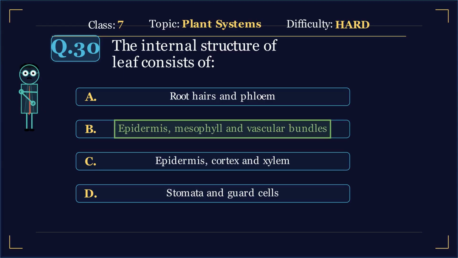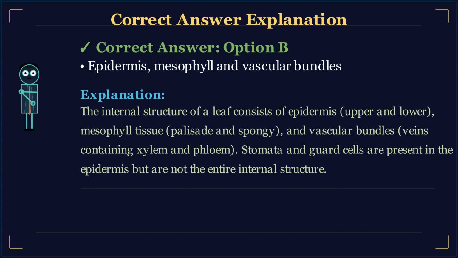The correct answer is option B. Here's the explanation for the correct answer. The internal structure of a leaf consists of epidermis, upper and lower, mesophyll tissue, palisade and spongy, and vascular bundles, veins containing xylem and phloem. Stomata and guard cells are present in the epidermis but are not the entire internal structure.